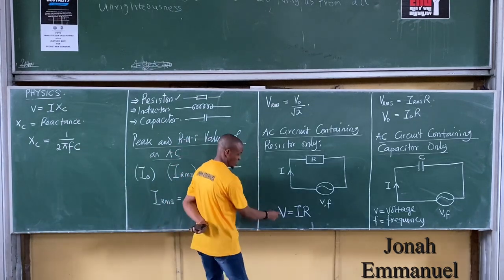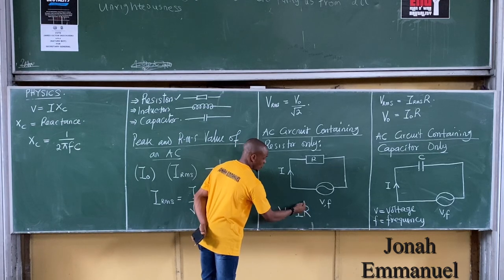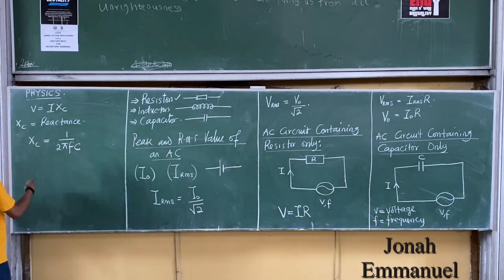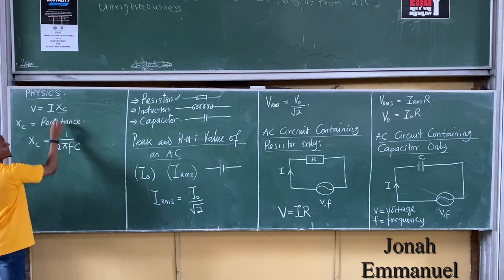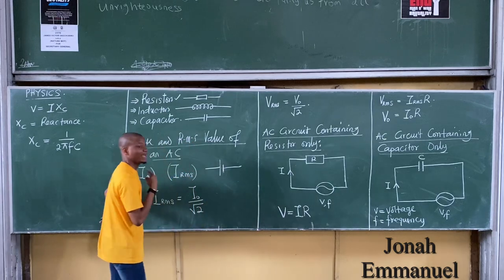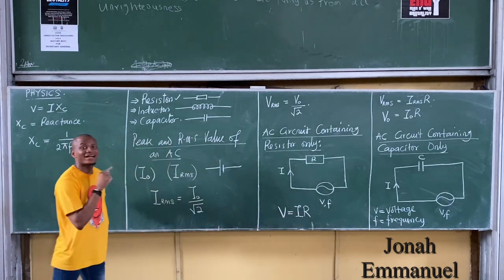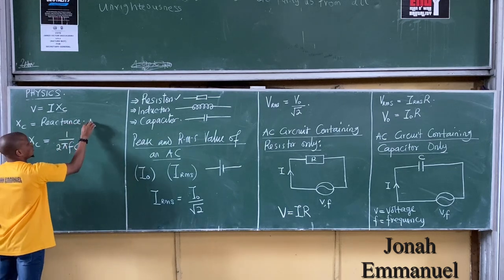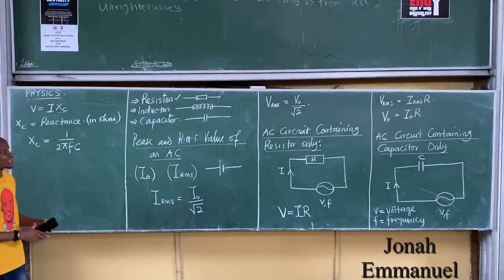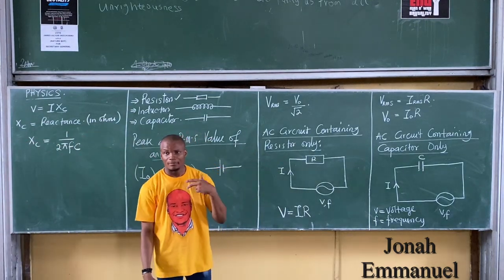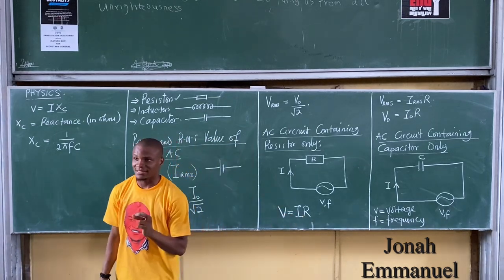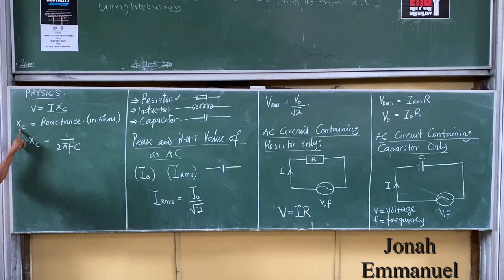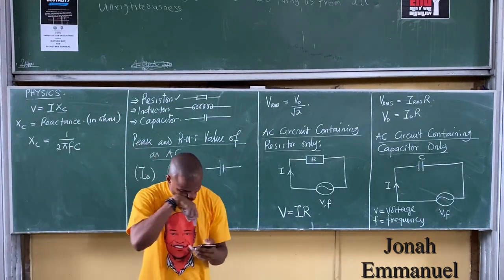So here's the concept. A volt is equal to amperes times what? Ohms. So this is V, voltage in volts. This is I, current in amperes. This is XC. Now, it's no longer R, resistance, but XC, reactance. Whether it's resistance or reactance, it's also measured in ohms. The same concept, just that it's no longer a resistor, so it's reactance. And reactance is given by 1 over 2 pi times F times C. Alright, take that one.